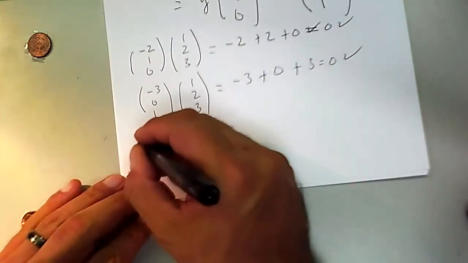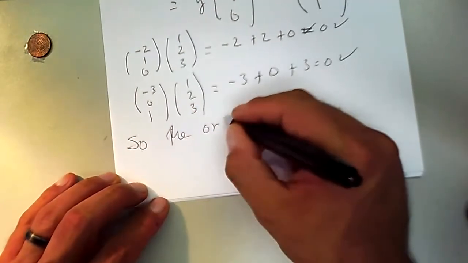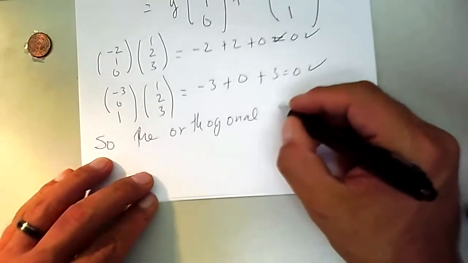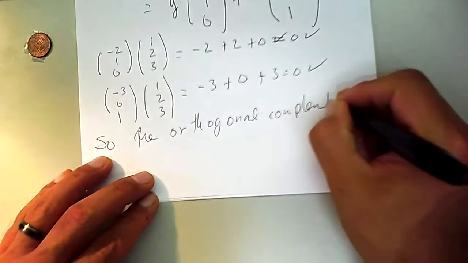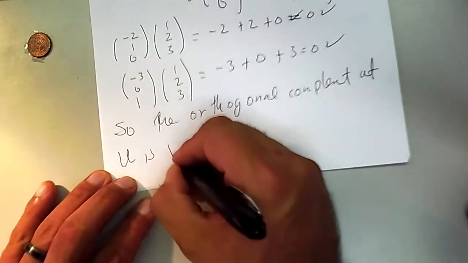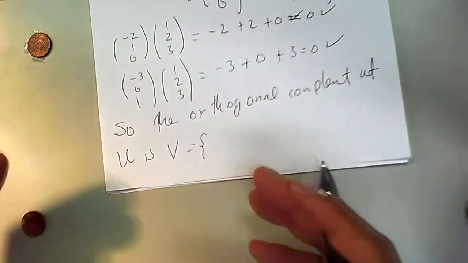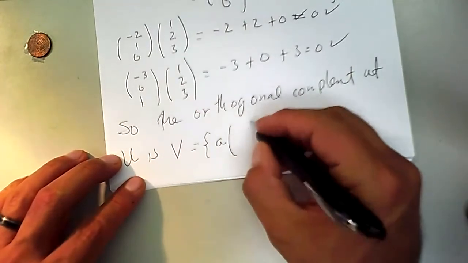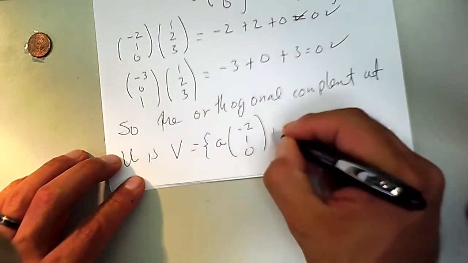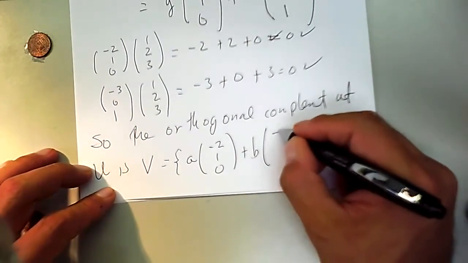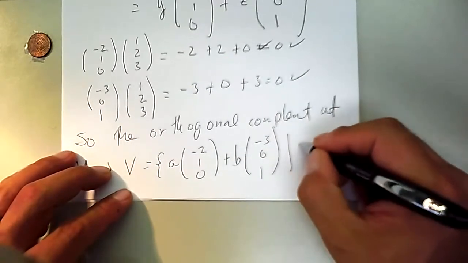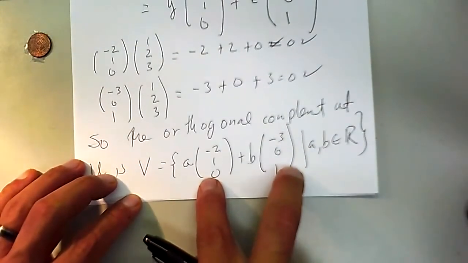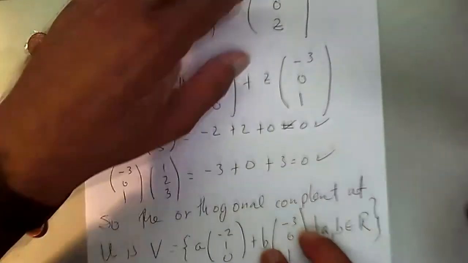So the orthogonal complement, or perpendicular, same thing, complement of U is V, which is, and you don't have to necessarily use y and z, you can use two letters, A times negative 2, 1, 0 plus B times negative 3, 0, 1, such that A, B are real numbers. So this is the set of all the combinations of those two vectors. We got it. We're good.